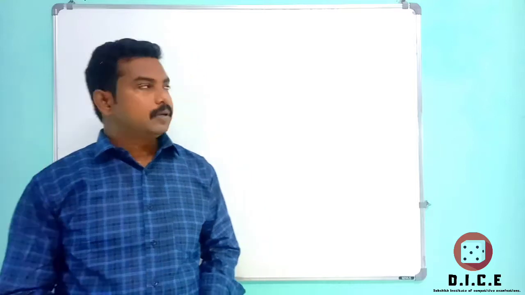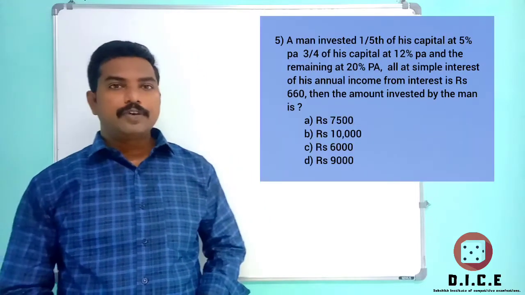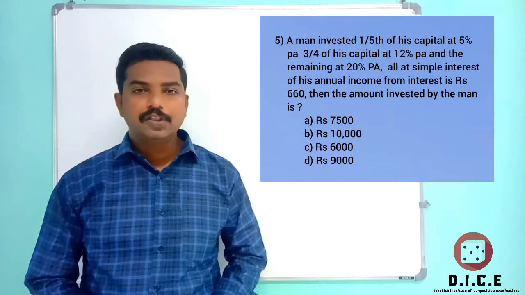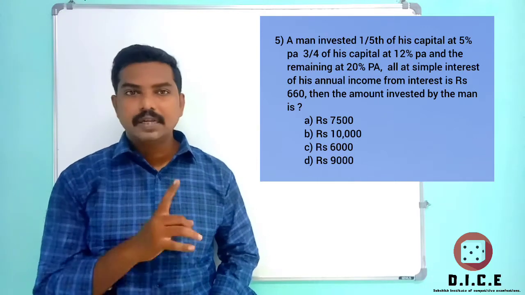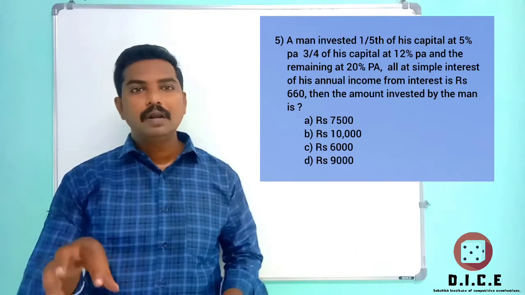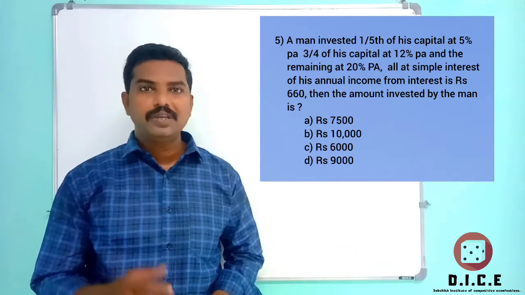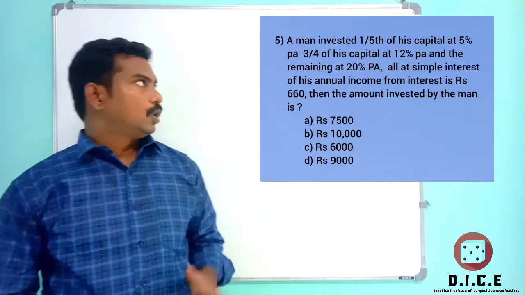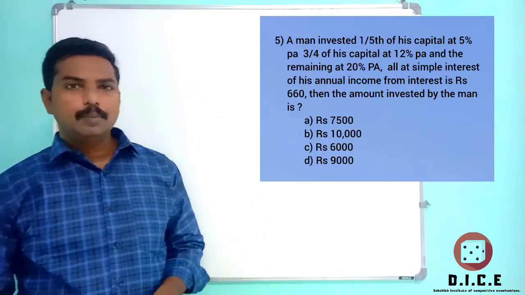If you see the question number 5, it says that a man invested 1/5 of his capital at 5% and 3/4 of his capital at 12% and the remaining capital at 20%. For the whole, the annual interest he got is 660 rupees. He is asking how much money did he invest. That was the question. If you go through all the points here, you can know.